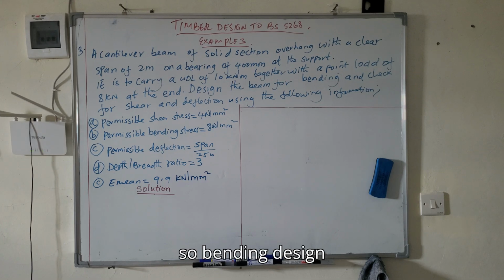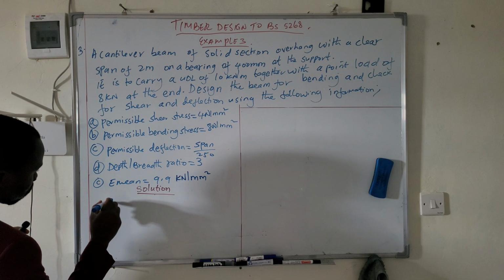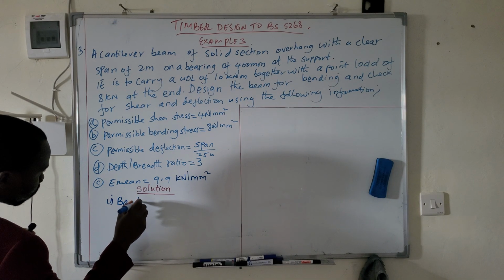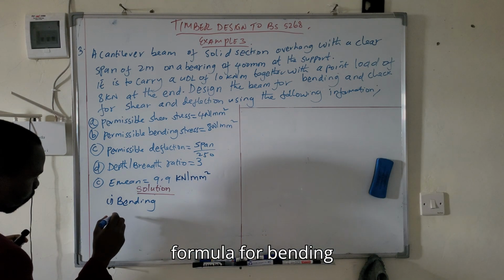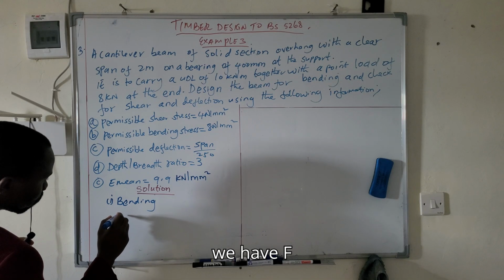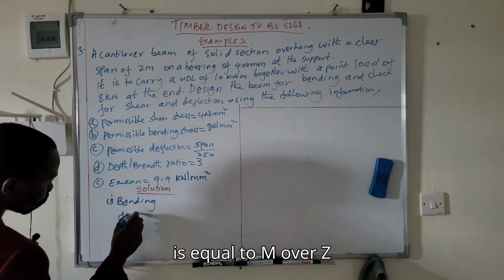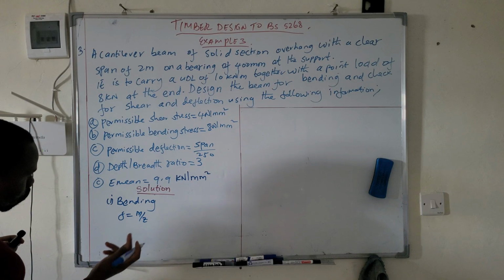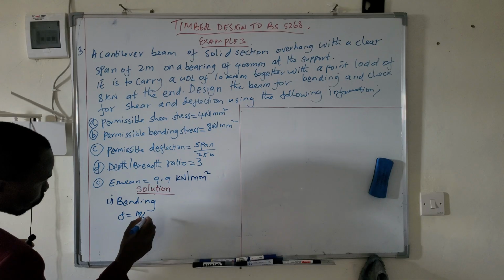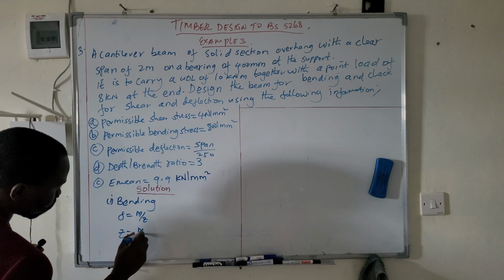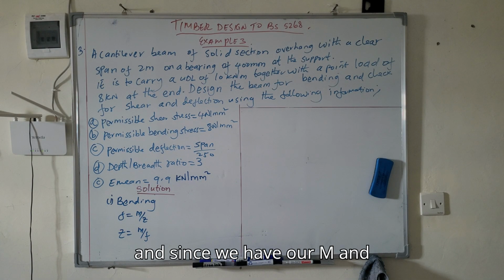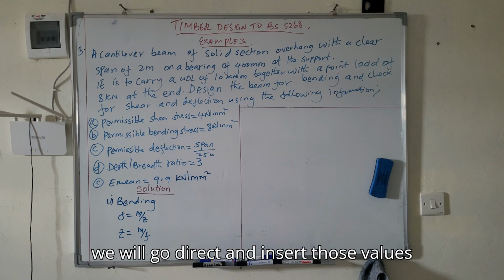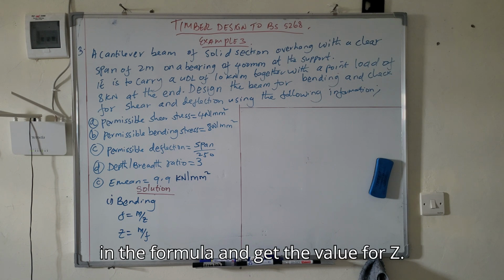So bending, design consideration number 1, bending. The formula for bending is F is equal to M over Z. So we make Z the subject of the formula, whereby Z is equal to M over F. And since we have our M and we have our F, we will go direct and insert those values in the formula and get the value for Z.